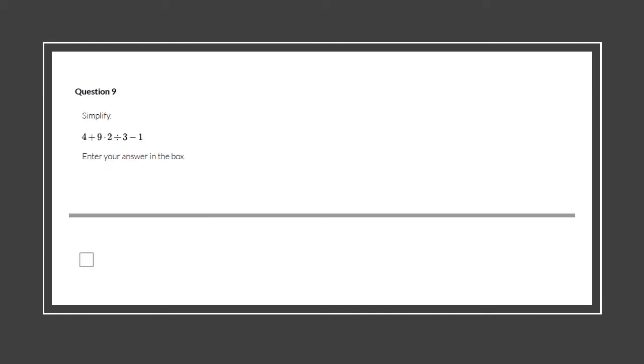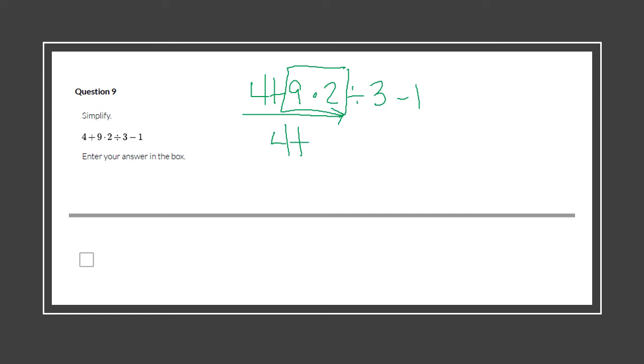Number 9, simplify this. Okay, we've got 4 plus 9 times 2 divided by 3 minus 1. So we're always going to do multiplication and division left to right. So as I'm reading left to right, I see this multiplication first. So I'm going to say 4 plus 9 times 2 is 18 divided by 3 minus 1.